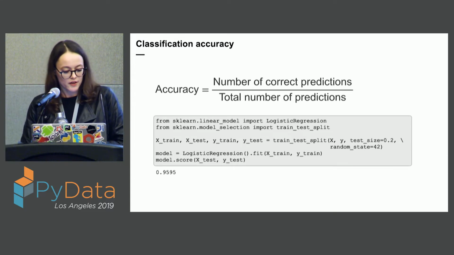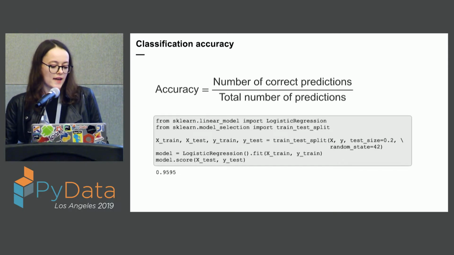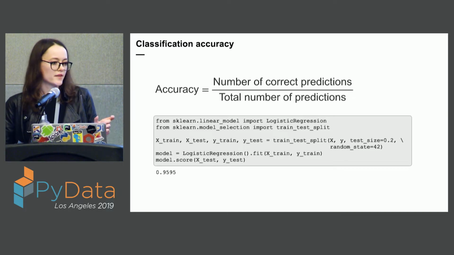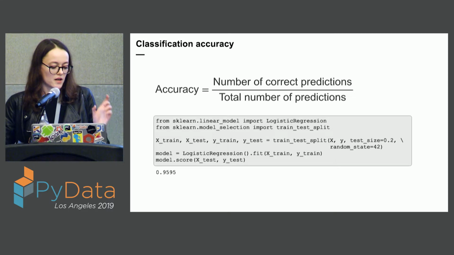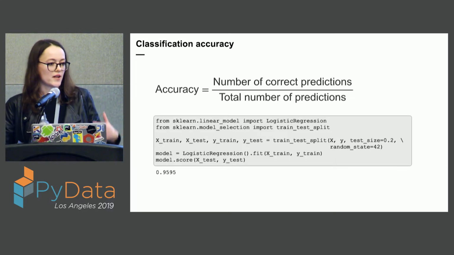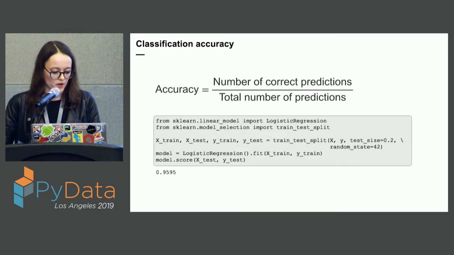And in scikit-learn, let's say I trained some simple logistic regression on some data, and there is a score method that's going to give you the accuracy as a default evaluation metric for any classifier in scikit-learn.